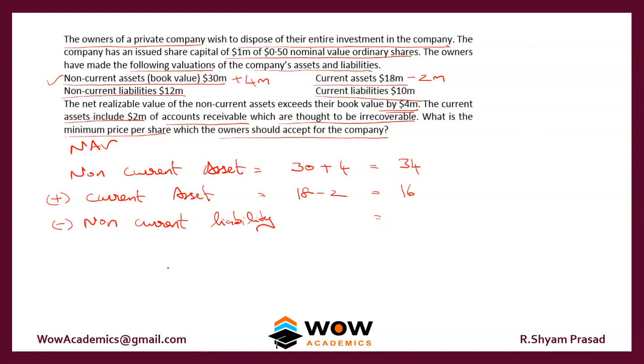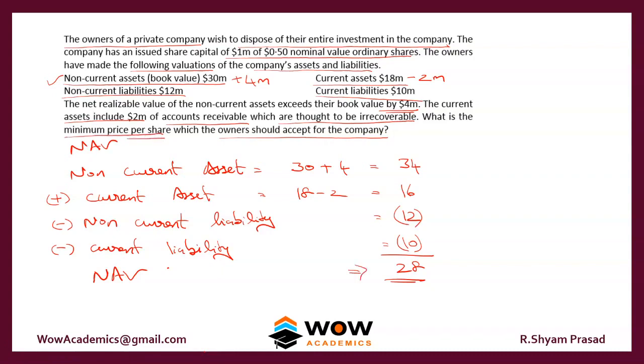So non-current liability comes to 12, that we'll deduct. Also we'll deduct the current liability. So we'll get the answer. So the total value comes to 28. But this NAV value is a total value. So the question asks you per share value.